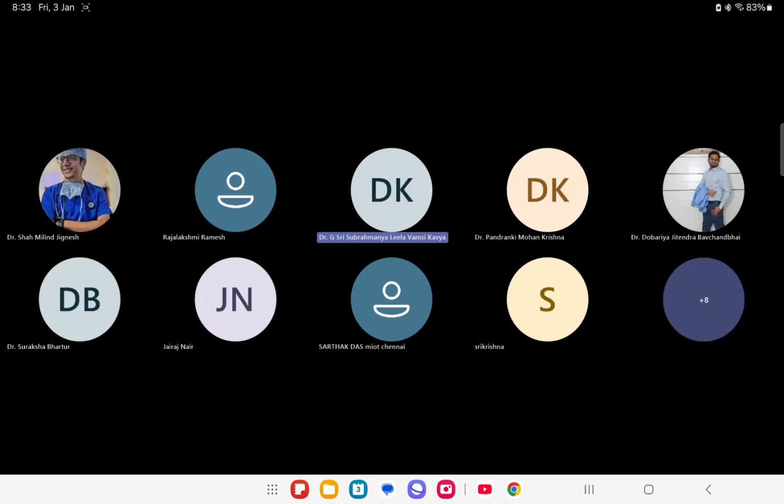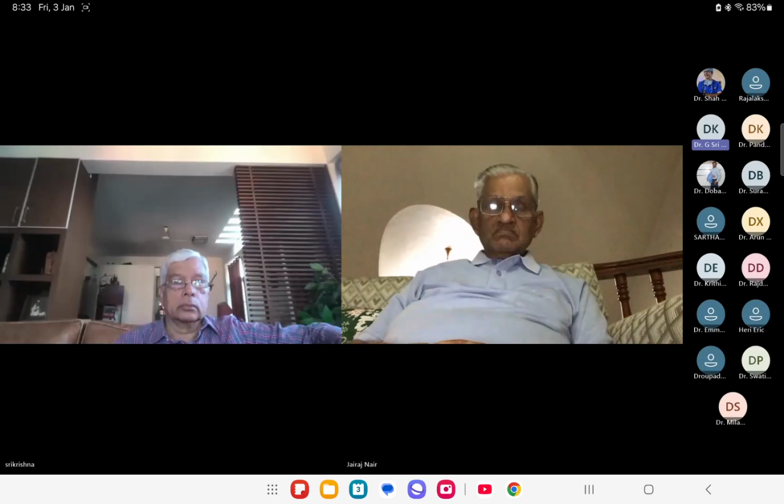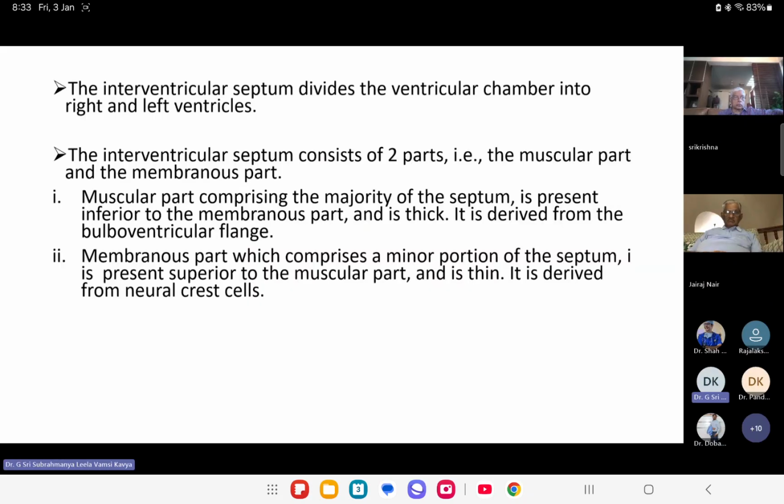The interventricular septum divides the ventricular chamber into right and left ventricles. It consists of two parts, that is the muscular part and the membranous part. The muscular part, comprising the majority of the septum, is present inferior to the membranous part and it is thick. It is derived from the bulboventricular flange.